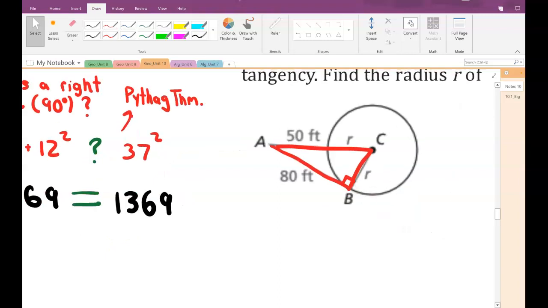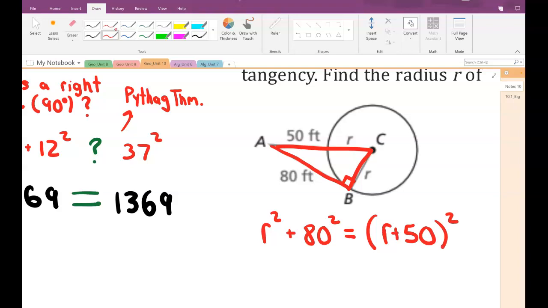So I could say one leg, which is R, so I could say R squared plus our second leg, 80 squared, is equal to the length of our hypotenuse. But our hypotenuse right now, as it is, we know from A to our circle is 50. Then we have an extra R as our radius. So the entirety of the length of our hypotenuse is R plus 50. So to work Pythagorean's theorem, we have to put in R plus 50 squared.